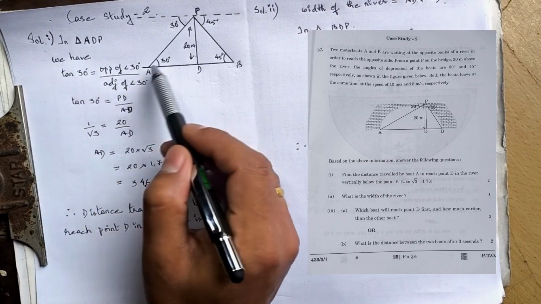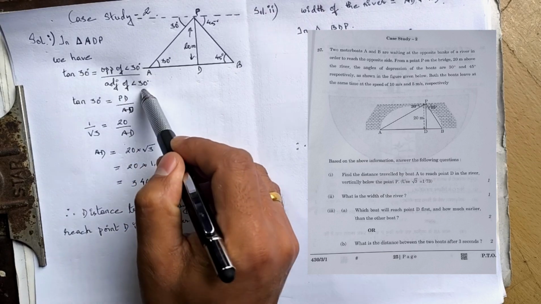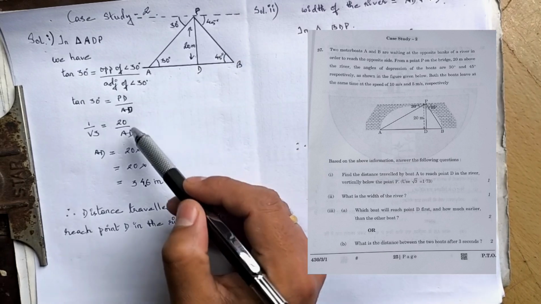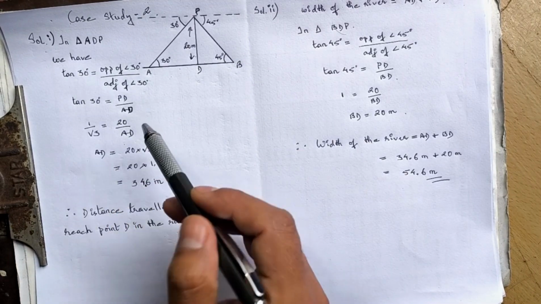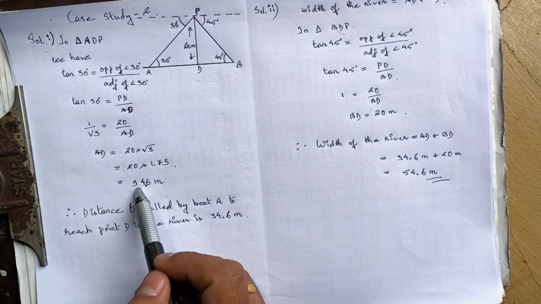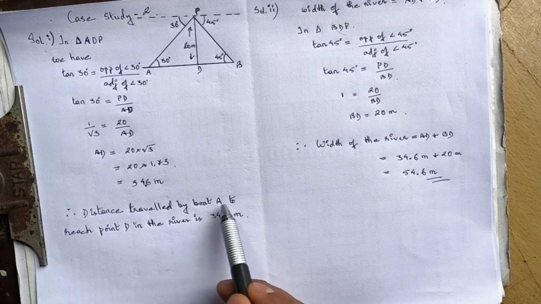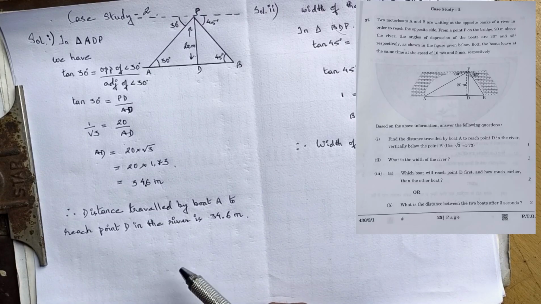So here we are taking tan 30, opposite of angle 30 over adjacent of angle 30. So this is your PD over AD. PD is 20, and we know the value of tan 30 is 1 by root 3. So from here we get AD equals 34.6 meters. That means the distance traveled by boat A to reach the point D in the river is 34.6 meters.